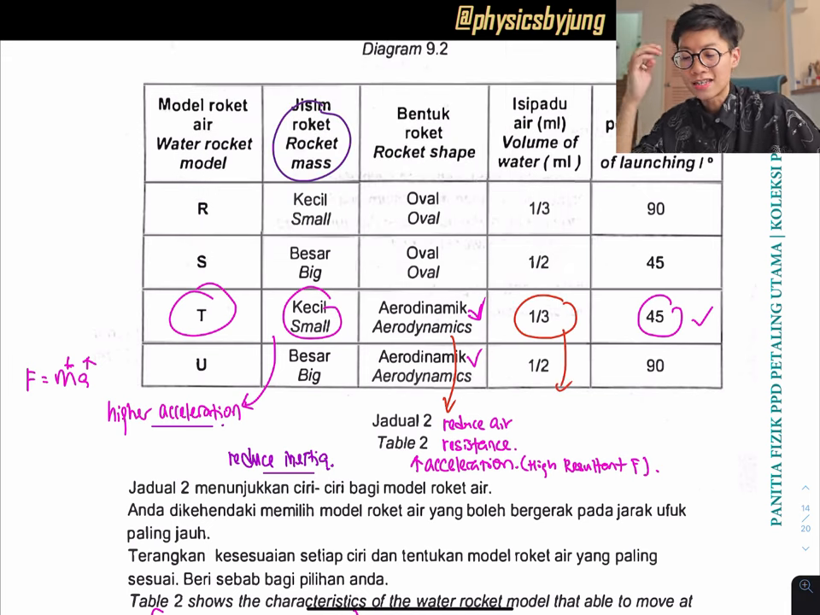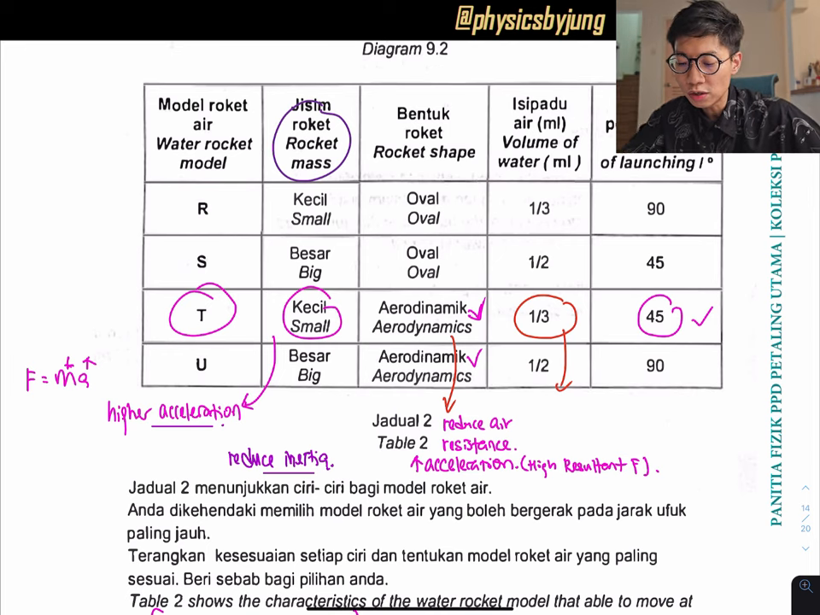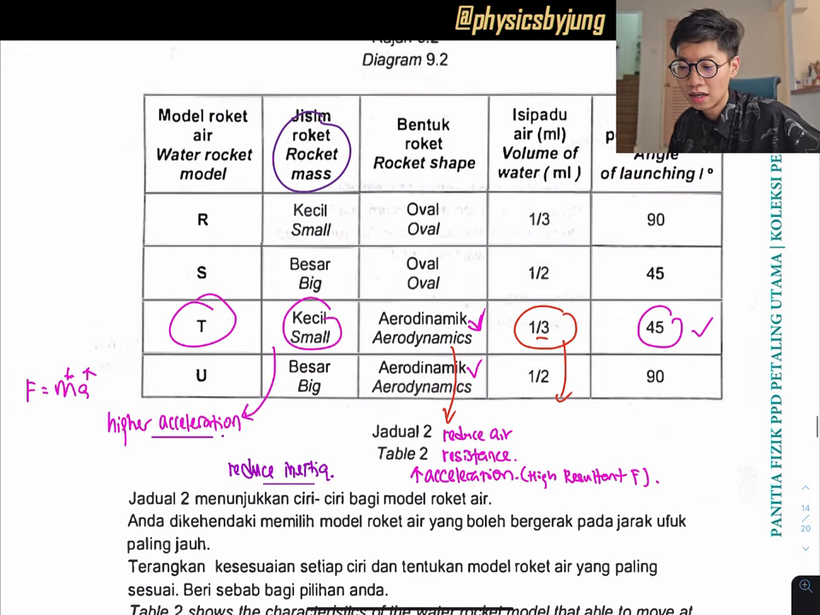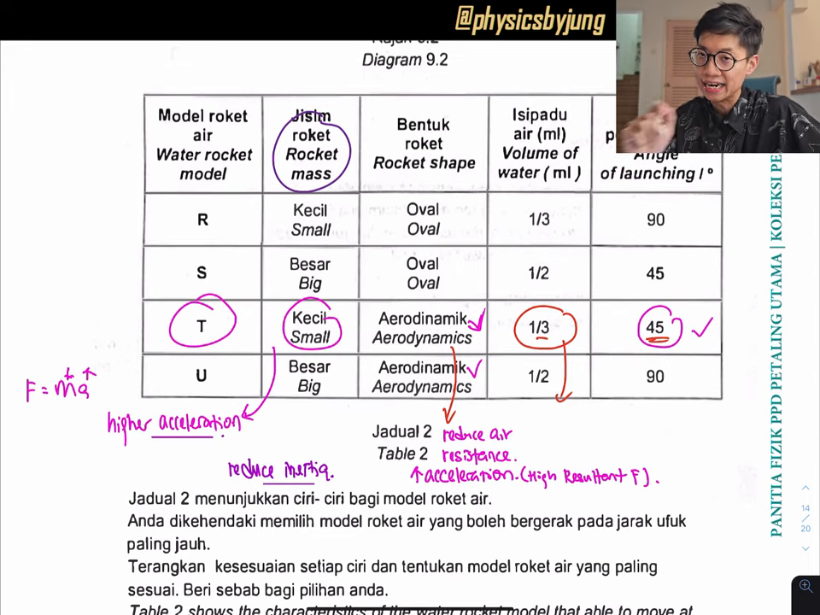Okay, one third. So guys, volume of water. You see, we choose 1 over 3. This is the lesser one, mark, correct? So can I write my answer as put lesser volume of water inside the water rocket. Then later, for the angle here, I say lower angle because lesser than 90, mark. So in this case, cannot, guys.